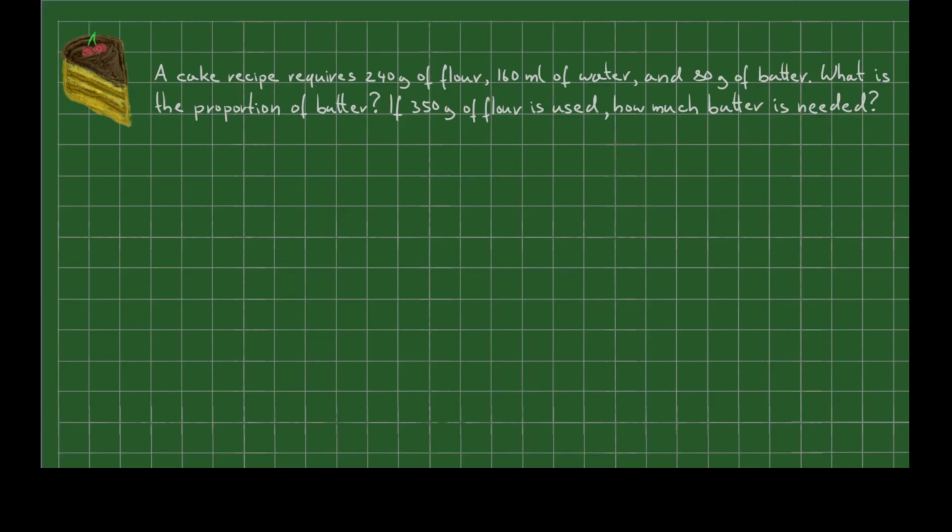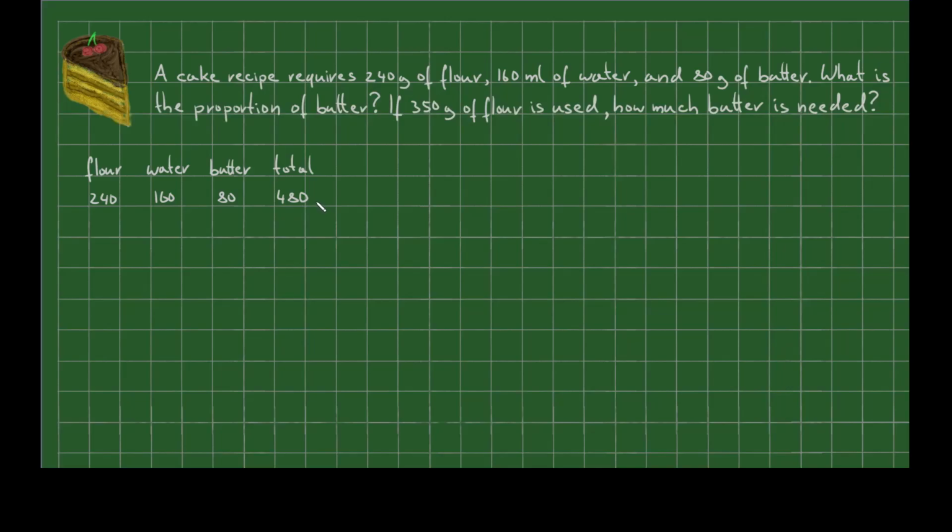And the second question is, if I use 350 grams of flour because I want to make a bigger cake, how much butter will I need? I'm going to start by creating a table that lists the variables involved. And because this question is also asking me for the proportion, I'm going to add the total column as well. Considering that my cake consists of 240 parts flour, 160 parts water, 80 parts butter, the total number of parts is 480, all of the parts added together.